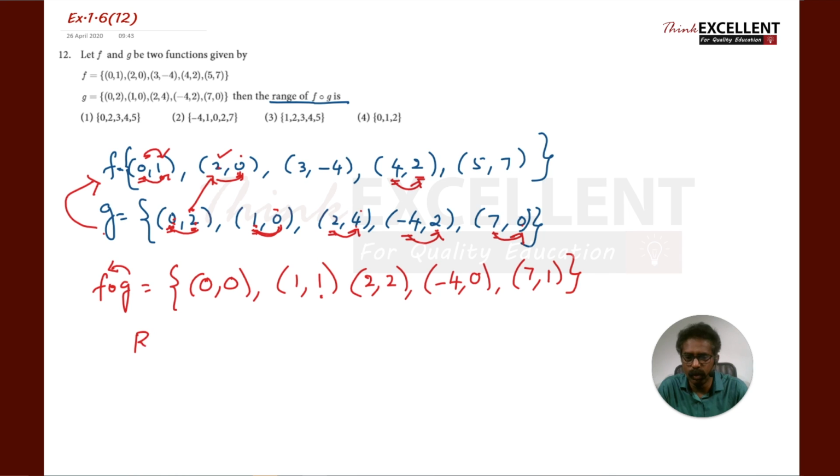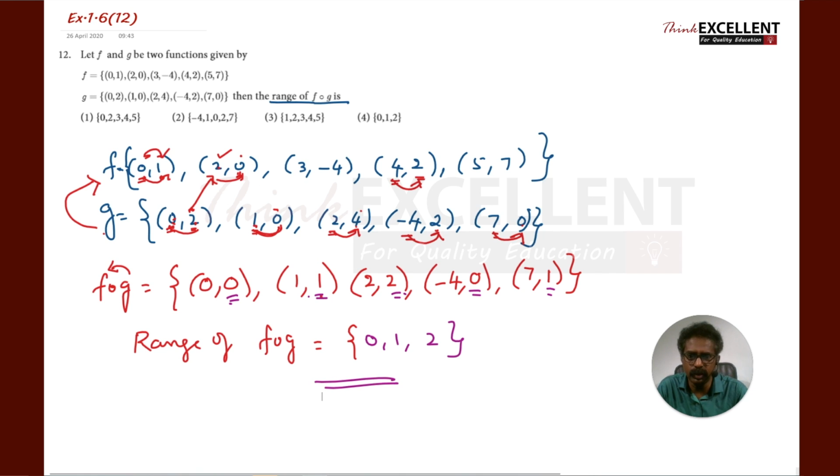But they asked what is the range of F composition G. The range of F composition G means you write only the answers, without repetition. So what are the answers you have here? You have 0, 1, 2, 0, 1. Without repetition you write 0, 1, 2. Again 0 and 1 are repeated, so no need to write those. This is the answer for this question.